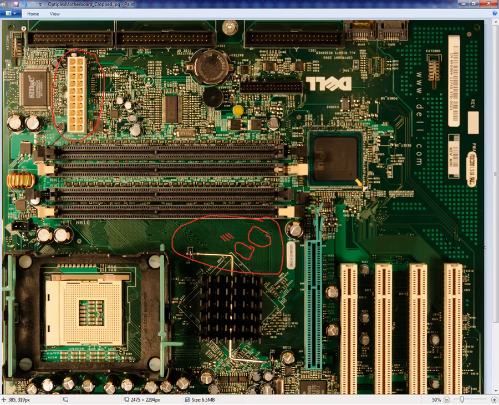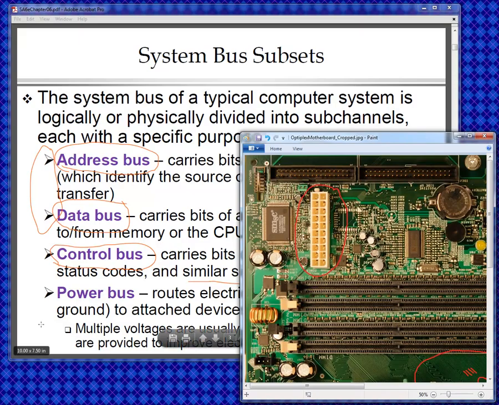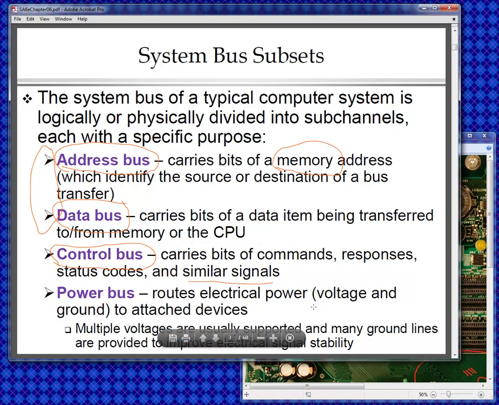Various voltages would come in there, but subsets of these lines would carry that electrical power throughout the system. Okay, and that would basically make all of the attached devices and all these chips on this motherboard work. So a portion of the bus has to be dedicated to carrying power, or there has to be a separate bus that routes electrical power amongst all the various devices that are attached to the system.